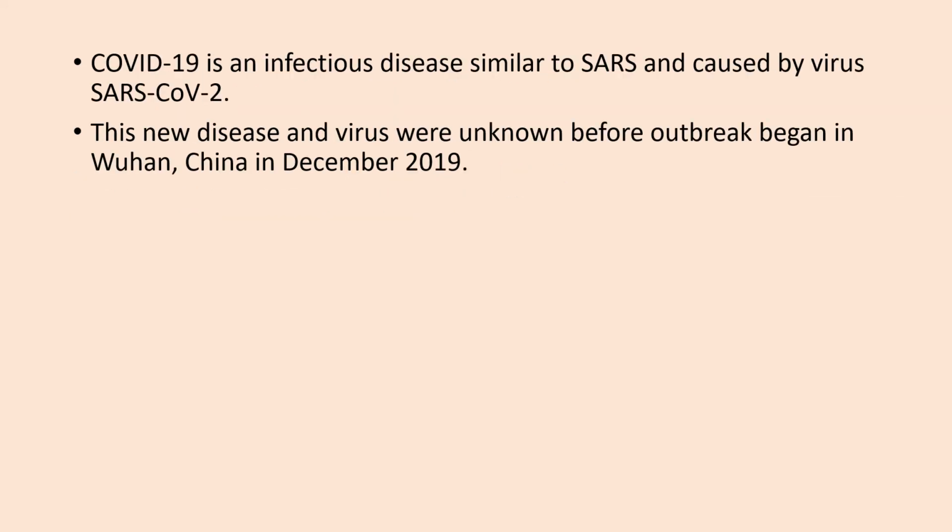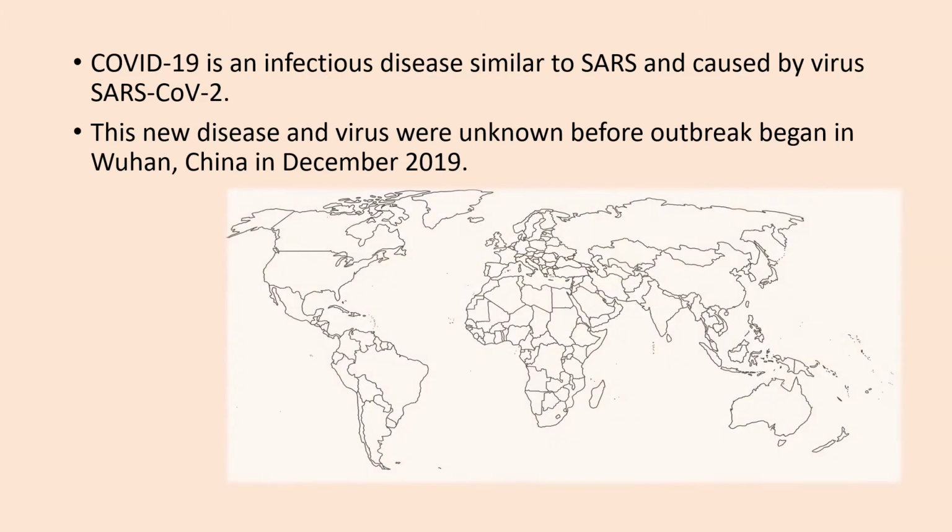COVID-19 is an infectious disease, similar to SARS, and caused by the virus SARS-CoV-2. This new disease and virus were unknown before the outbreak began in Wuhan, China, in December 2019.